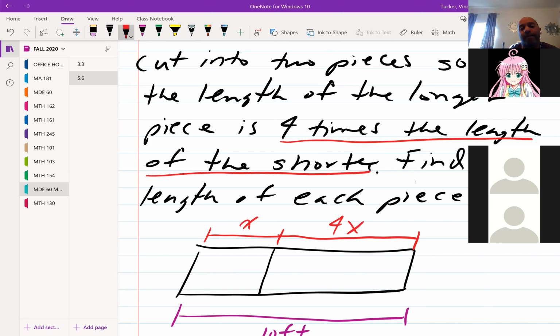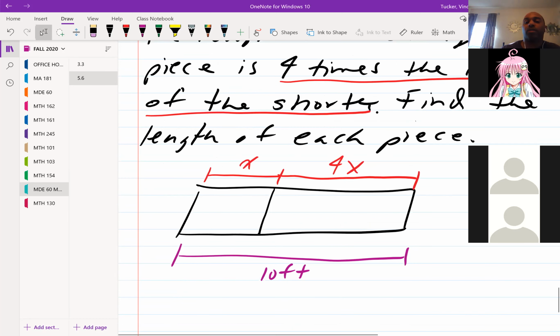So remember, when we're talking about these unknowns, if we have multiple unknowns, we're going to call one of them the variable, let's say x, and then the other ones are going to be written in terms of that x. All right. Questions on what we've done so far?